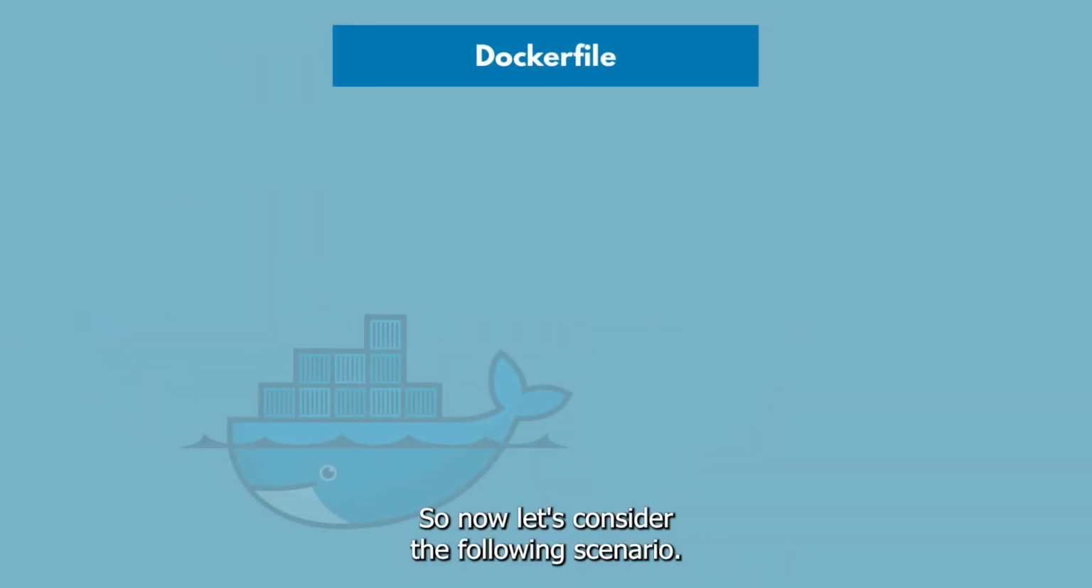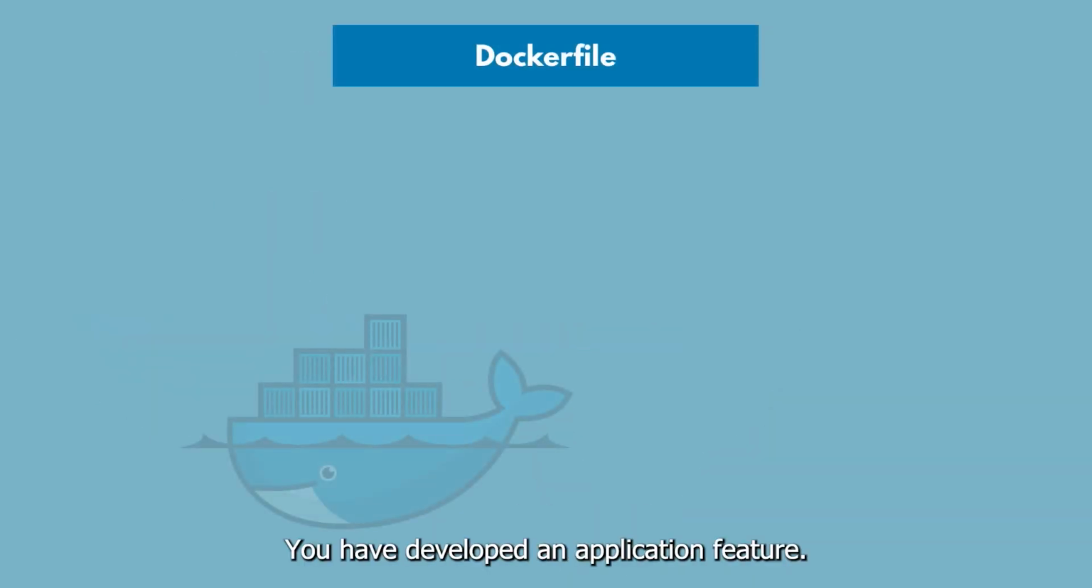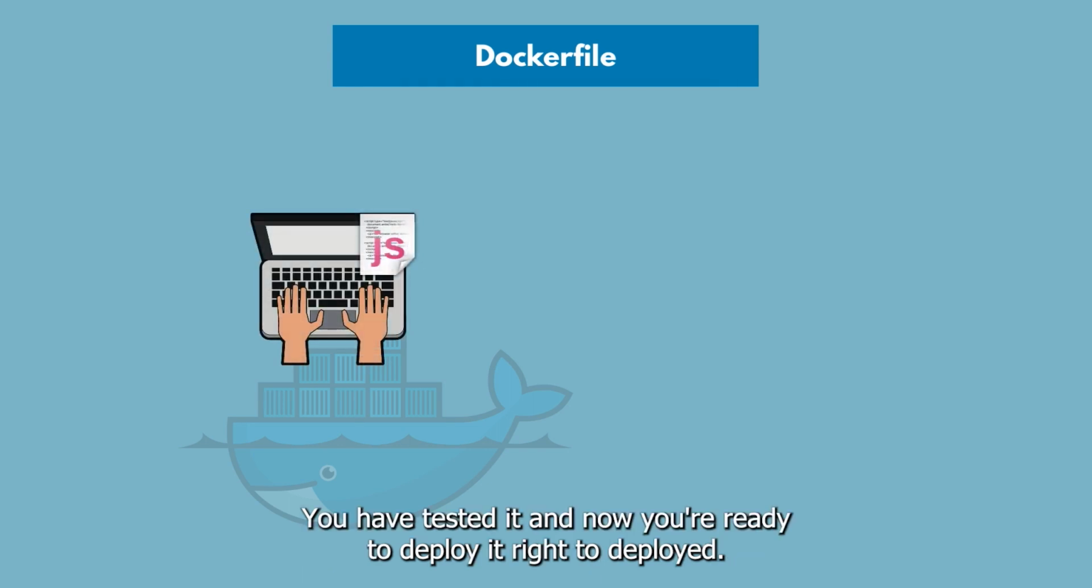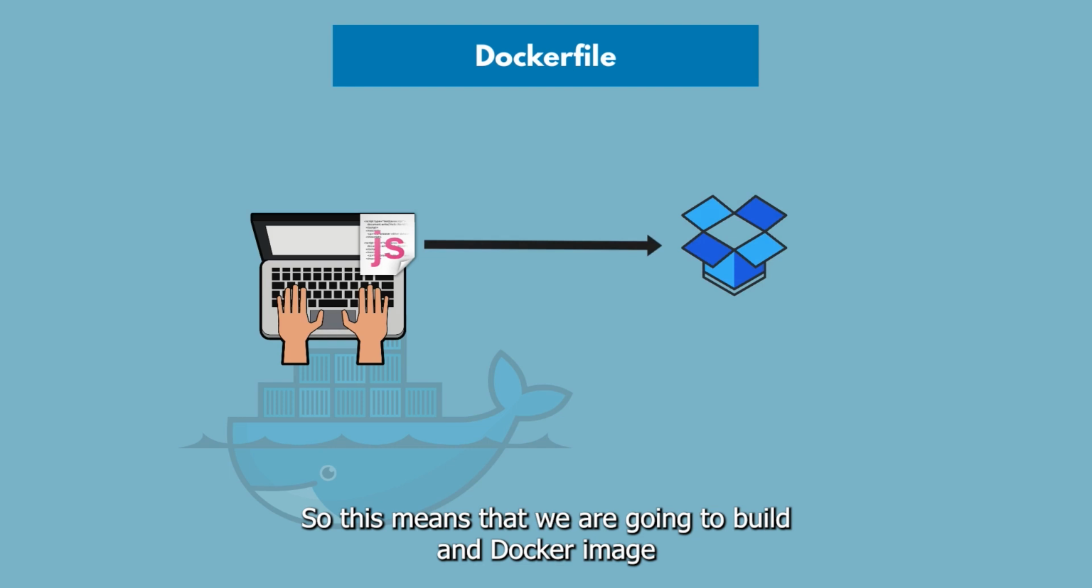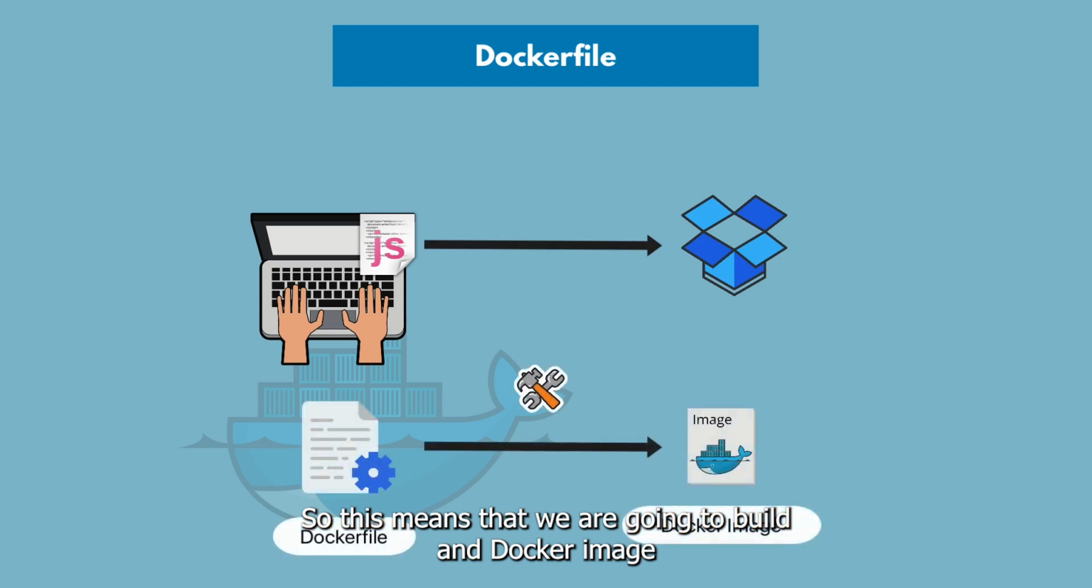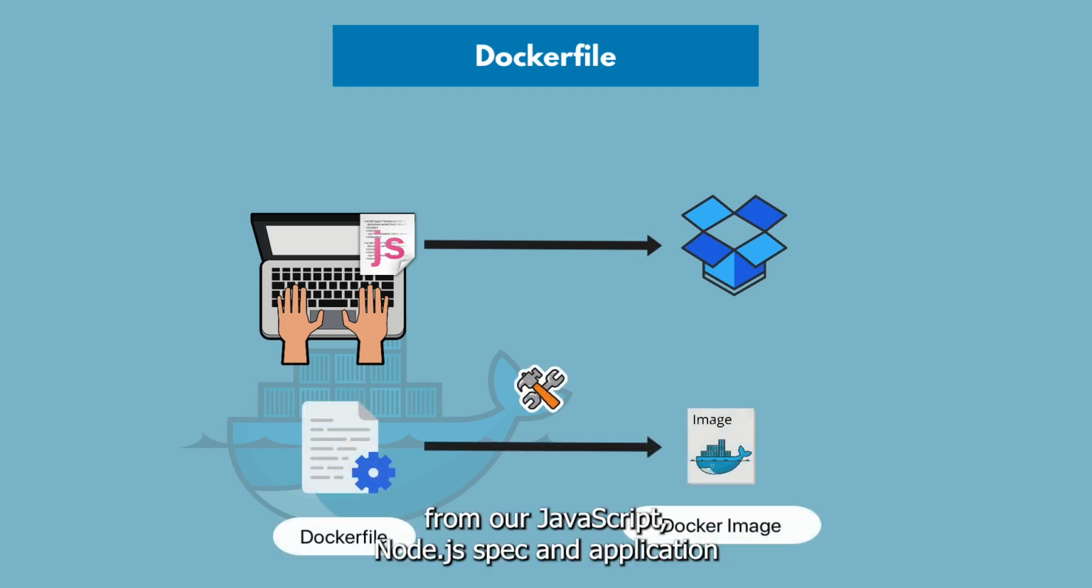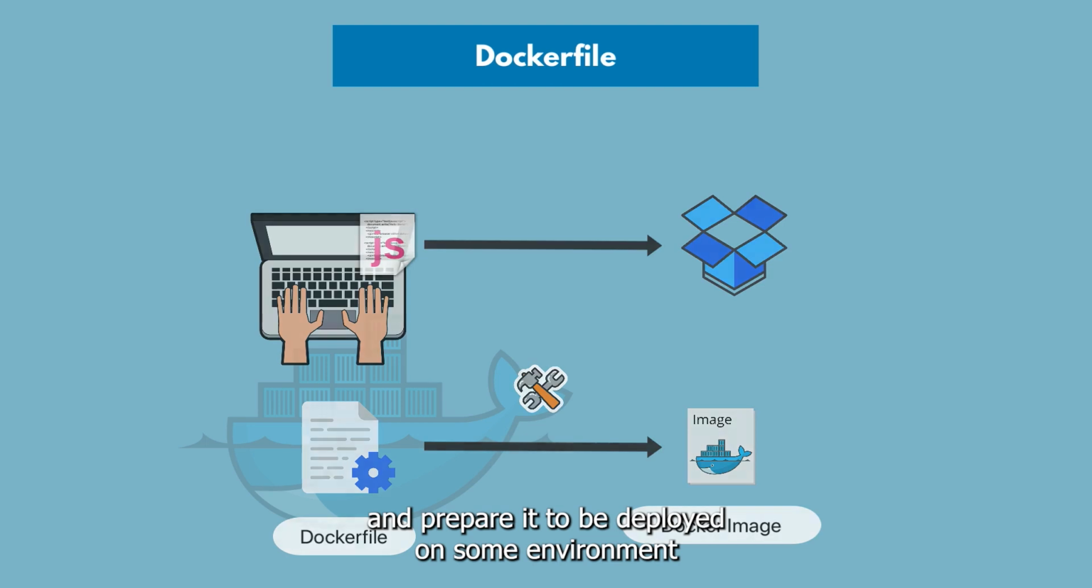So now let's consider the following scenario. You have developed an application feature, you have tested it, and now you're ready to deploy it, right? To deploy it, your application should be packaged into its own Docker container. So this means that we're gonna build a Docker image from our JavaScript Node.js backend application and prepare it to be deployed on some environment.